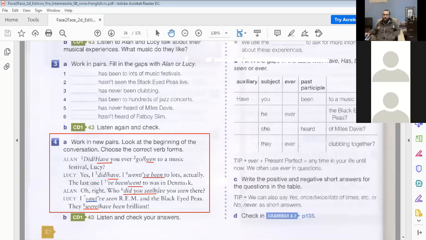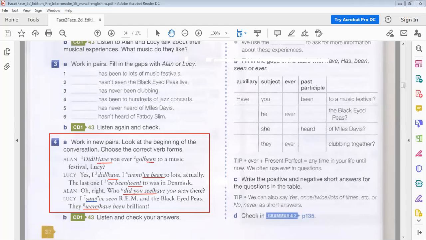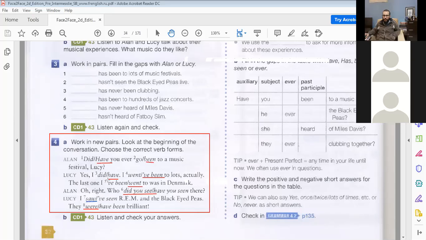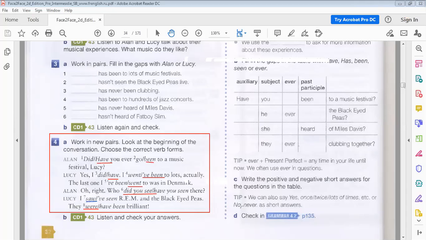Who did you see there, Rashid? Number 7 now. I saw REM and the Black Eyed Peas. The Black Eyed Peas. They were brilliant.